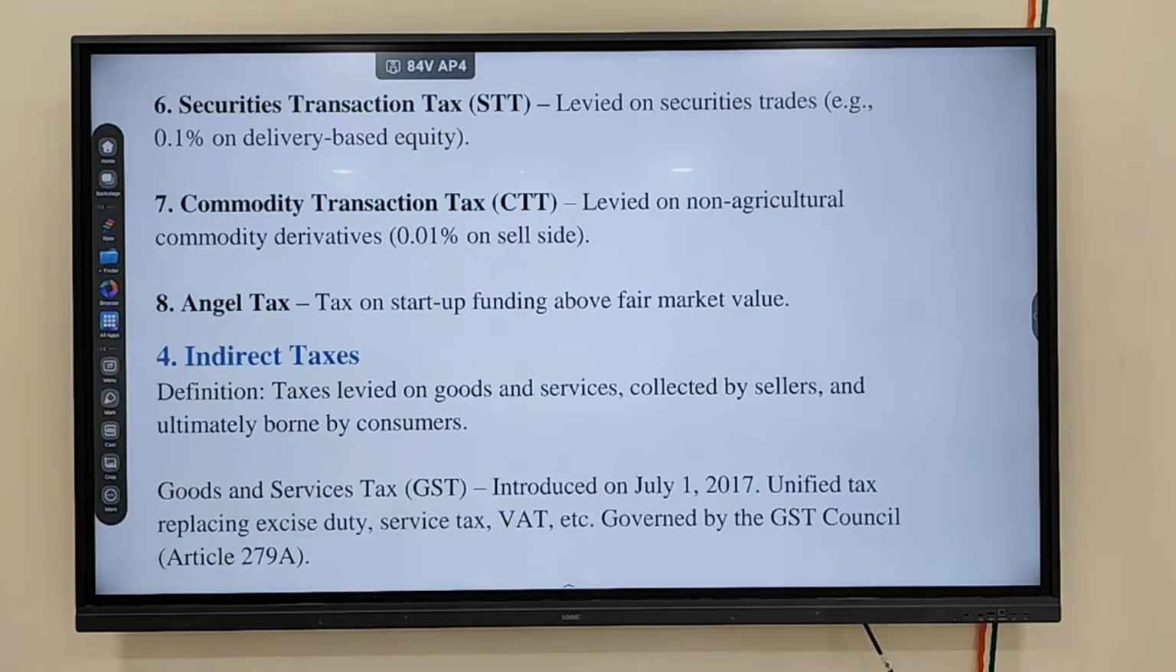Just write down. The gifts whose value exceeds rupees 50,000 are subjected to the gift tax in the hands of the recipient. In the hands of the recipient. Full stop.